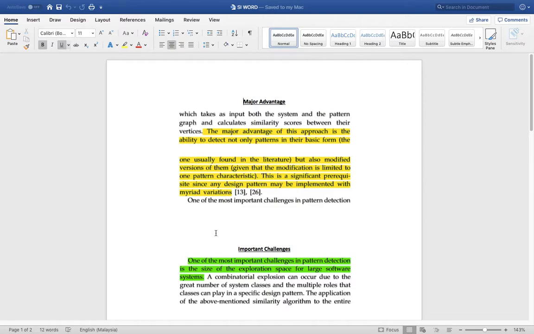Next, the article also highlights some important challenges, where one of the most important challenges in pattern detection is the size of the exploration space for large software systems.